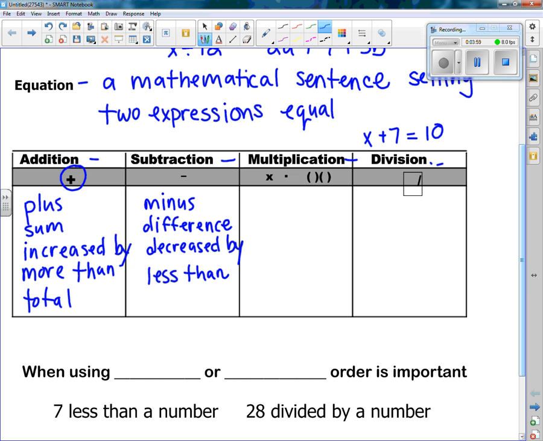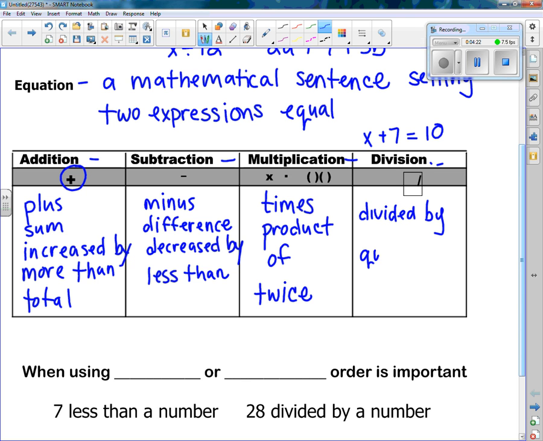Okay, multiplication, we have times, product of, and twice. Okay, and then the last one, division, we have divided by and quotient. Okay. This chart will be a great reference for you as we are starting to turn verbal phrases into either equations or expressions.